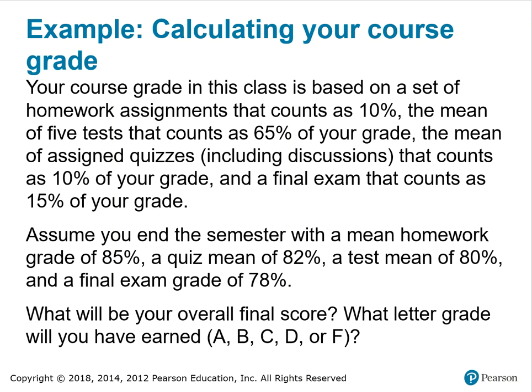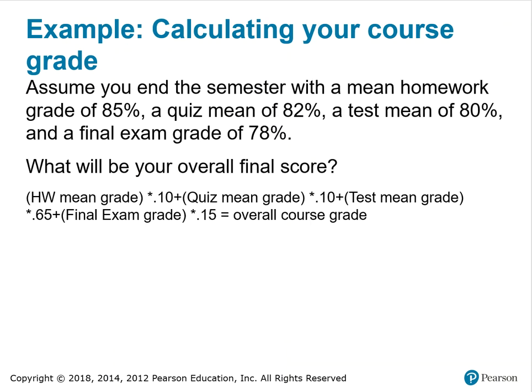Assume you end the semester with a mean homework grade of 85%, a quiz mean of 82%, a test mean of 80%, and a final exam grade of 78%. What will be your overall final score? What letter grade will you have earned? A, B, C, D, or F?